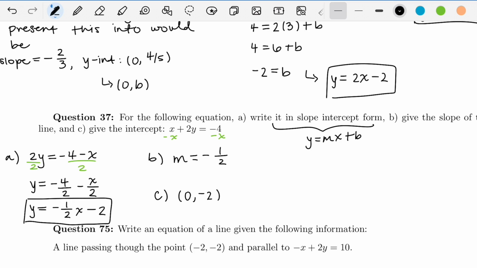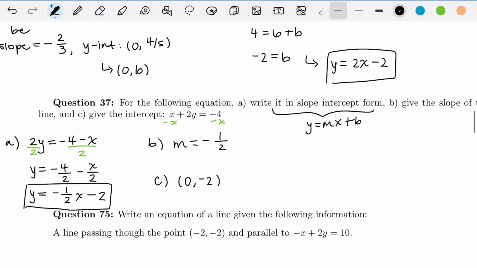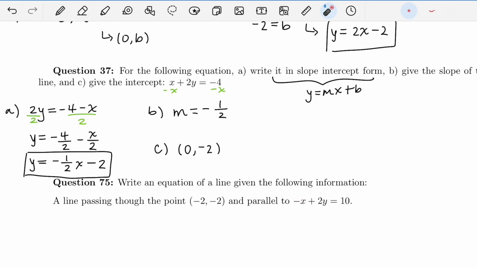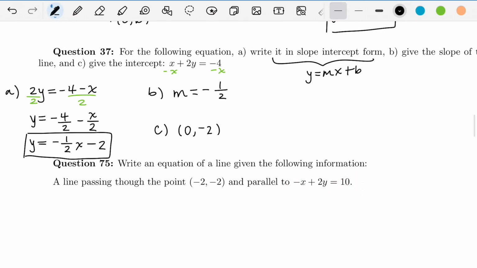All right. And then lastly, for section 2.3, let's do question 75 here. We again want to write an equation of a line given this information here. So this line needs to pass through this point, and it needs to be parallel to this line here. Now we know if a line is going to be parallel to another, they need to have the same slope.